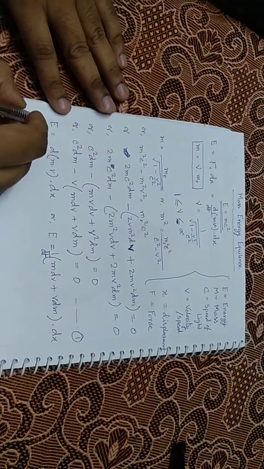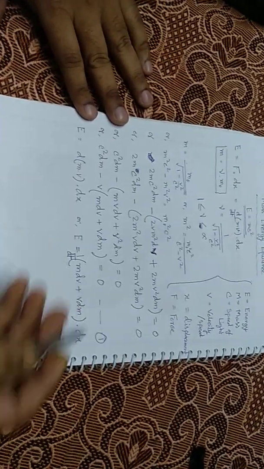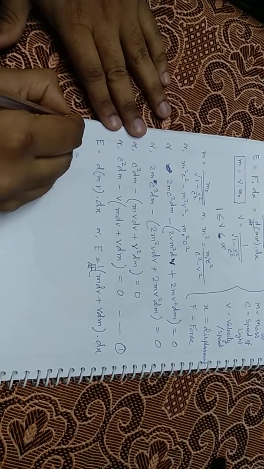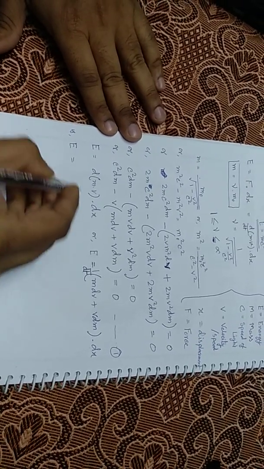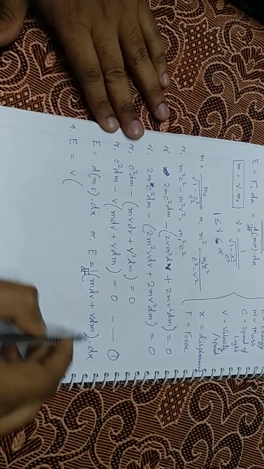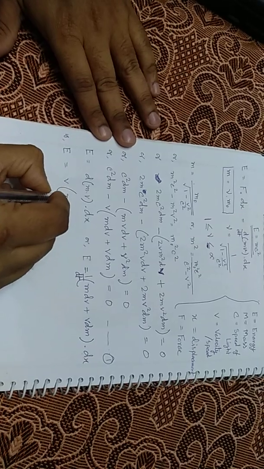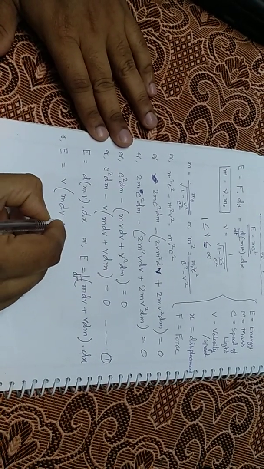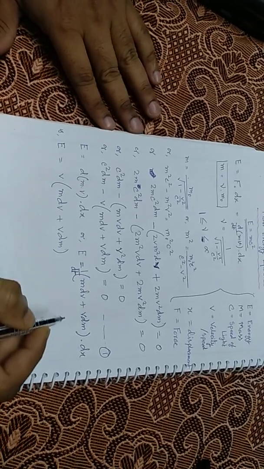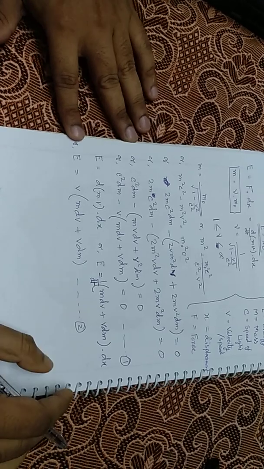So if I replace dx by dt with v, then E is equal to v into (m dv plus v dm). Let's say this is equation number 2.